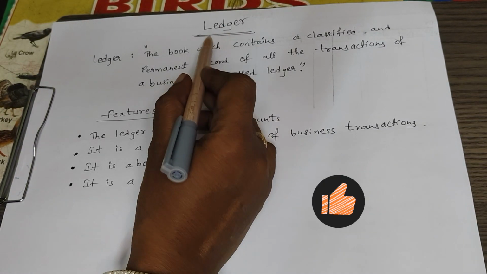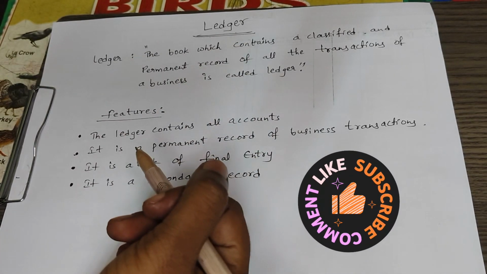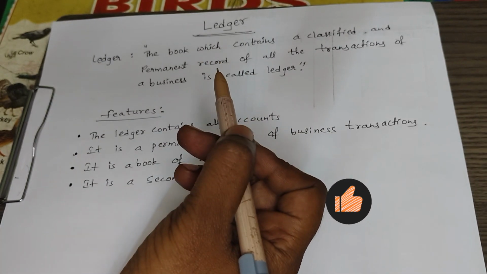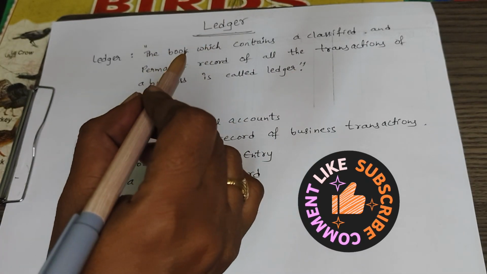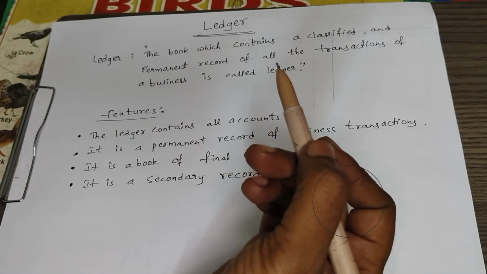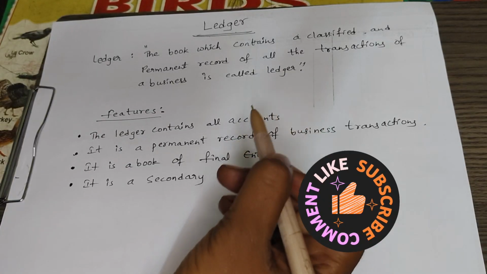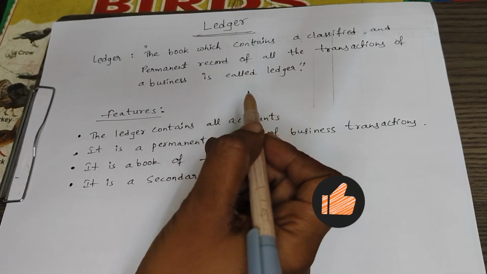Today we will see ledger. So what is ledger? When the transactions of a business have been recorded in the journal, the next step is to classify journal entries into accounts. This classification of journal entries is done in another book called ledger.